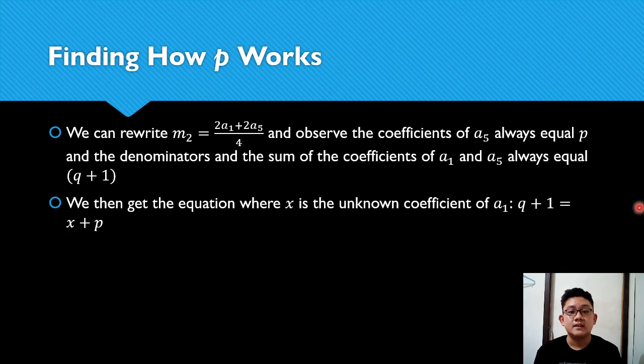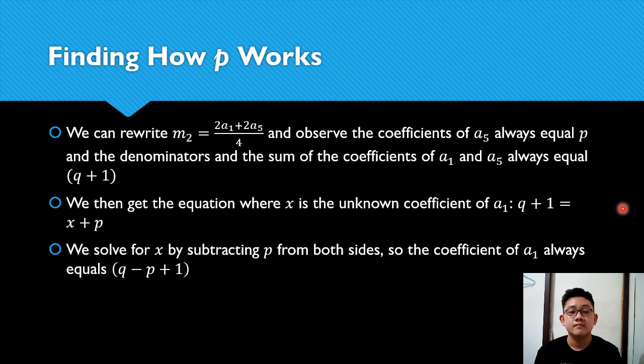We then get the equation where x is the unknown coefficient of a sub 1. So basically we have q plus 1 is equal to x plus p. We solve for x by subtracting p from both sides. So the coefficient of a sub 1 is always equal to quantity q minus p plus 1.